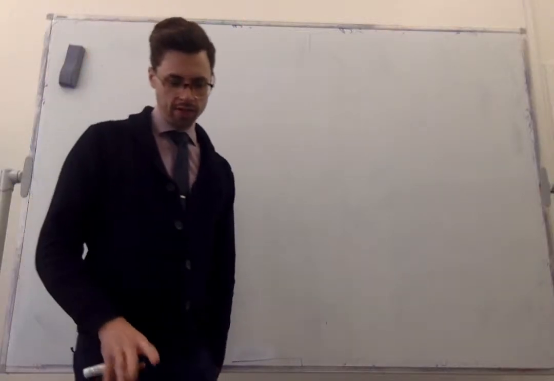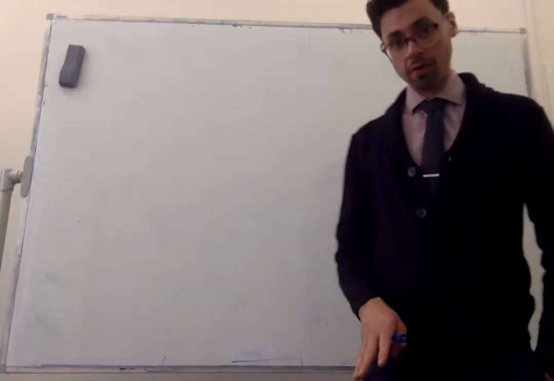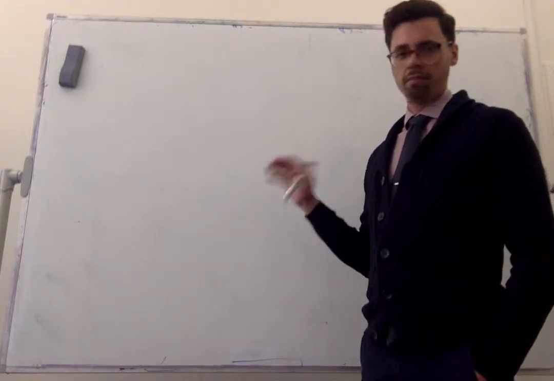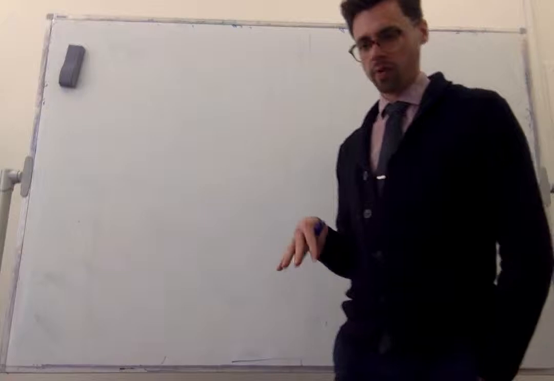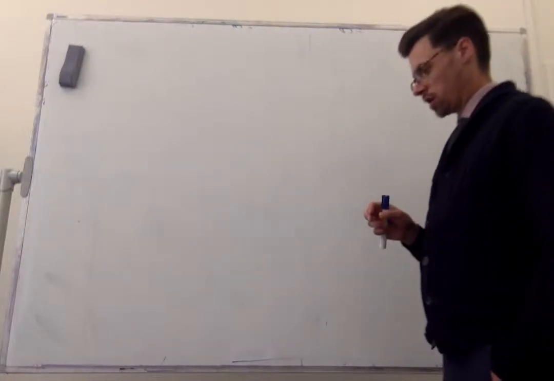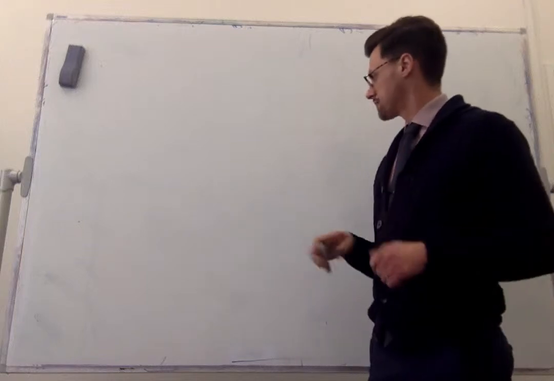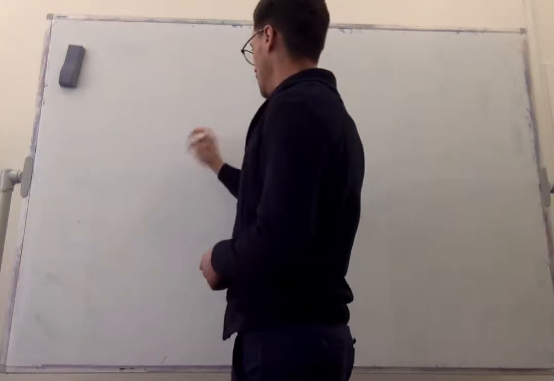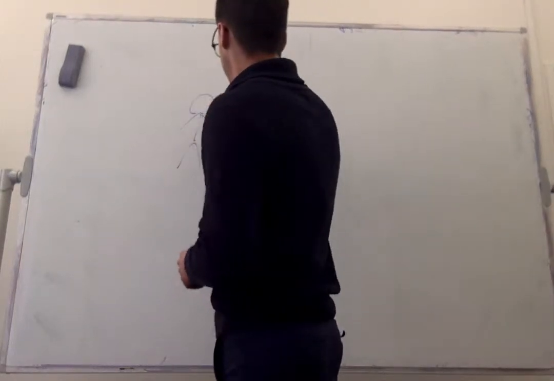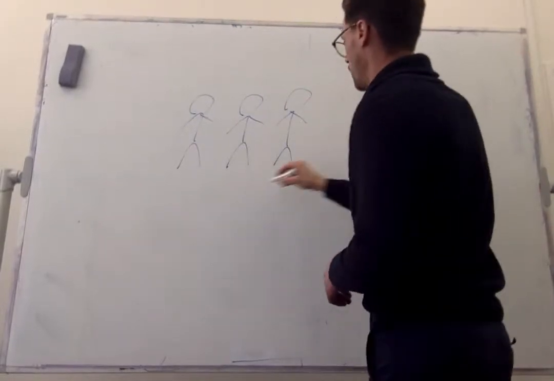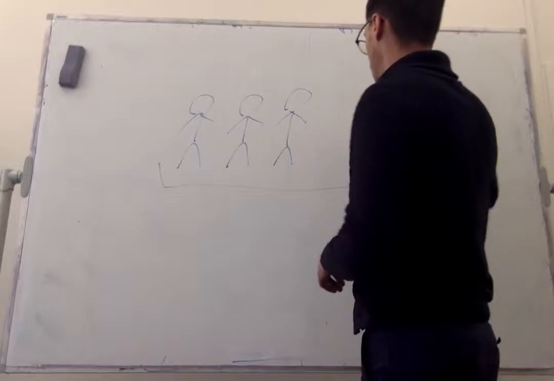Okay, to prove Arrow's theorem, we're going to first prove an important lemma called the spread lemma. But before we even state the spread lemma, we need to recall an important notion, and that's the notion of decisiveness.